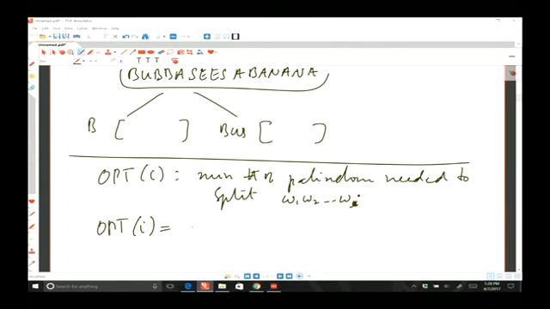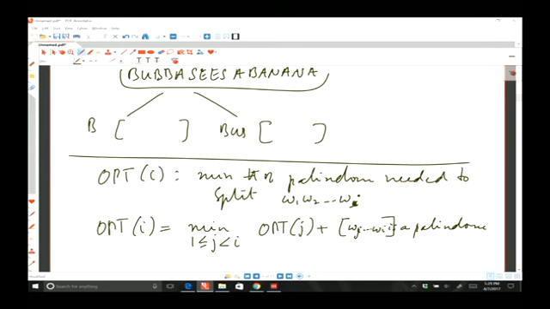I'm doing the other way now, but it is the same thing. Min over 1 less than j less than i, yeah? Opt of j, that means we split 1 to j optimally, plus, I'm going to put it in a compact notation, w_j to w_i is a palindrome, right? This is a strange notation. What I'm saying is that you do the min over all j such that w_j to w_i is a palindrome.